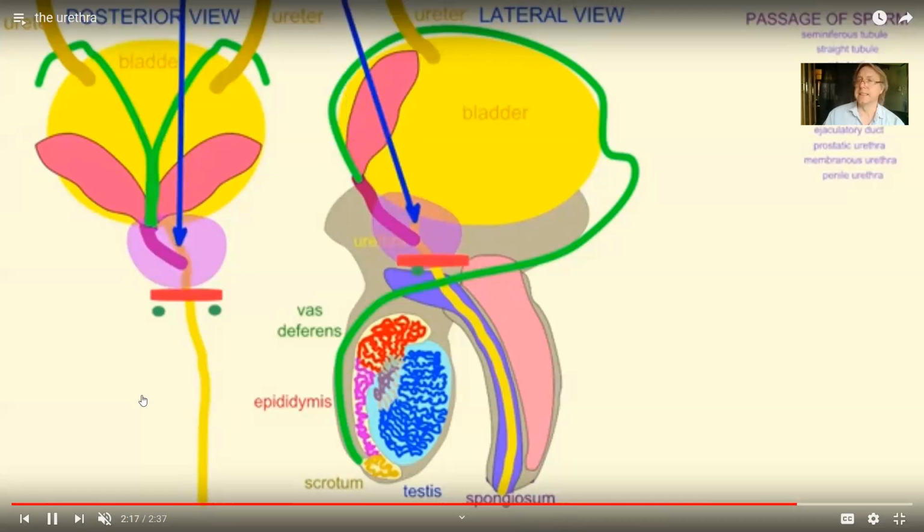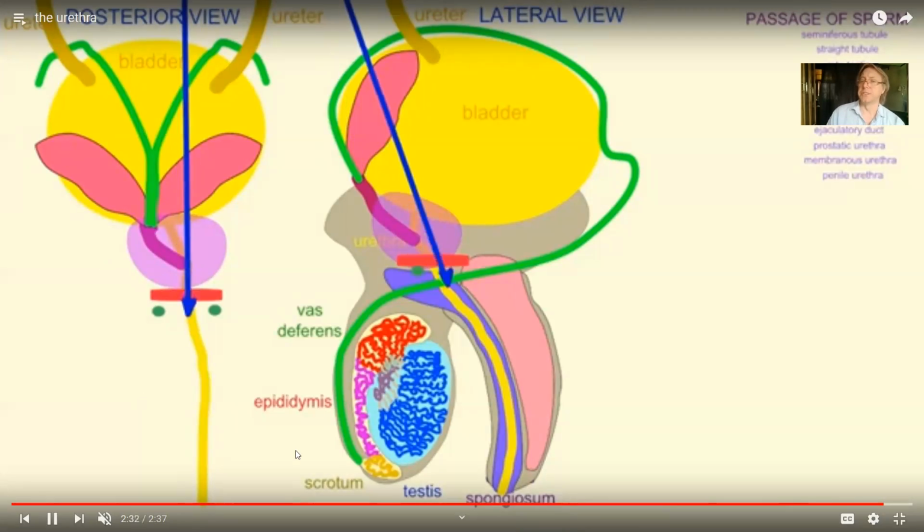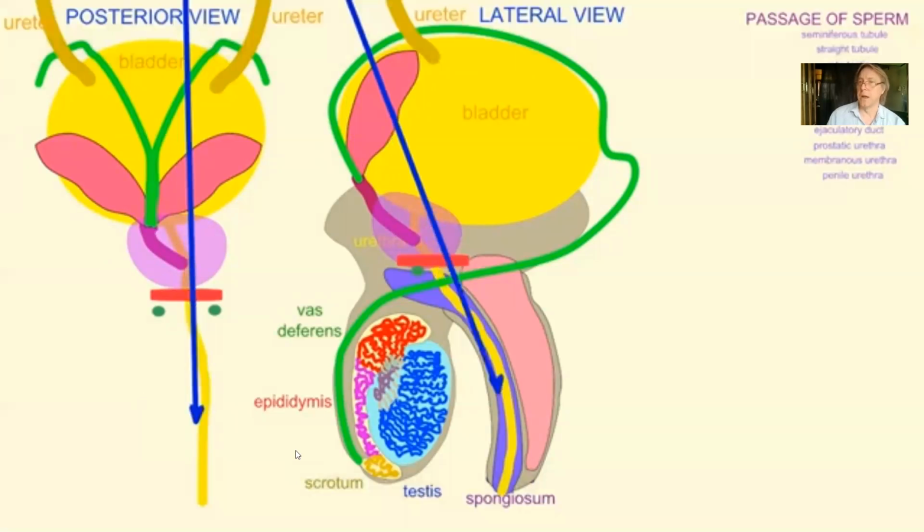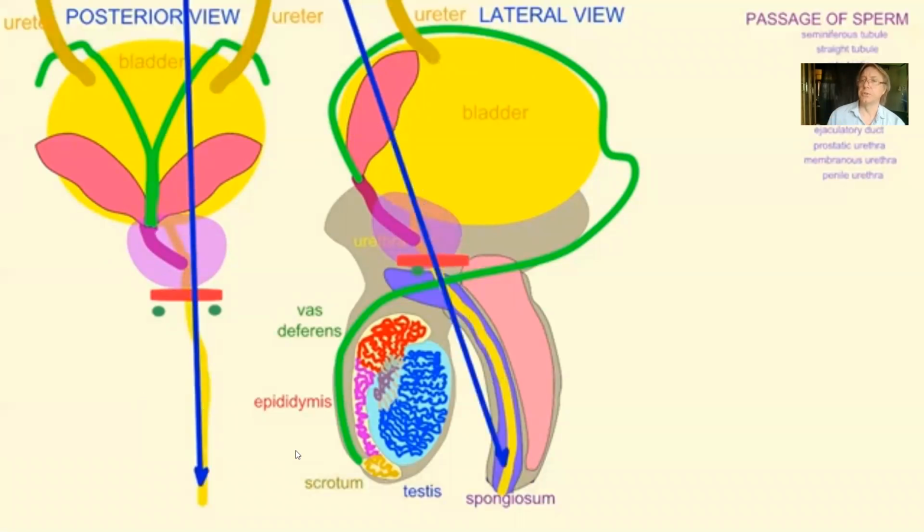Because of its length, males are much less likely to suffer from a urinary tract infection, because it's harder for microbes from the digestive tract to colonize the urethra. So the urinary system is a smaller system with only the kidneys, ureters, bladder, and urethra.